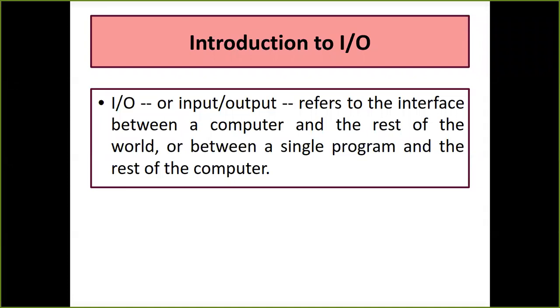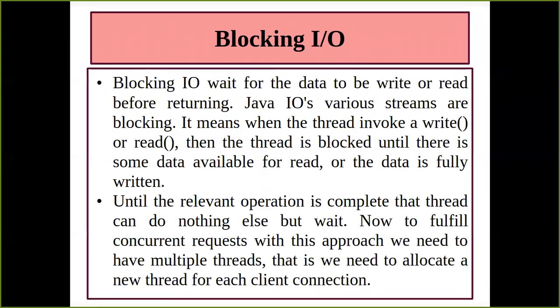Now we have a term called blocking IO. Why was there blocking IO, and why is there a requirement of non-blocking IO? We are going to study the difference between blocking IO and non-blocking IO also. First of all, we have to understand what we mean by blocking IO. Say, for example, I just want to read or write data.